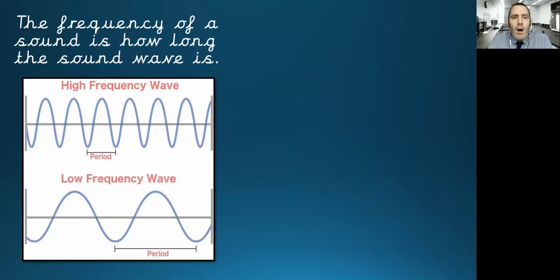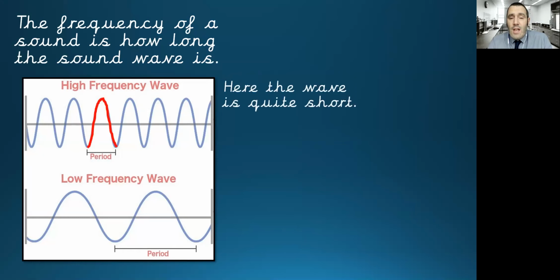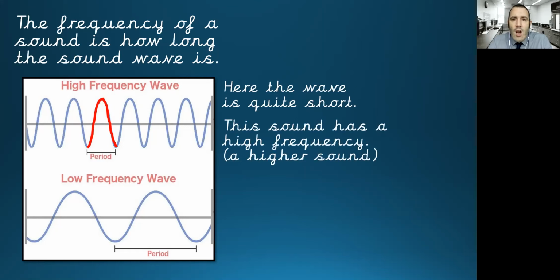So if we look at the high frequency wave on the top of this one, the period, so the gap between two troughs at the bottom of the wave, is quite small. The low frequency wave, that period gets much longer. So as we said, the wave here is quite short. It doesn't last a long period of time. So this sound has a high frequency.